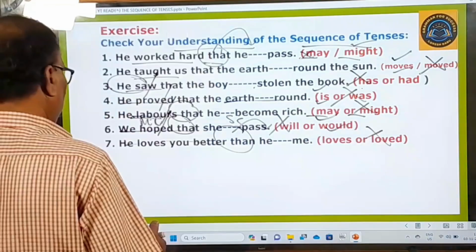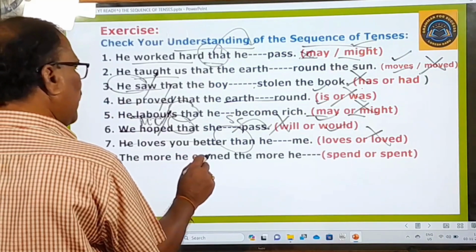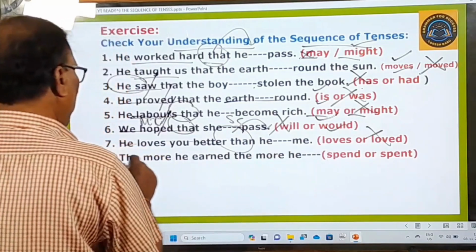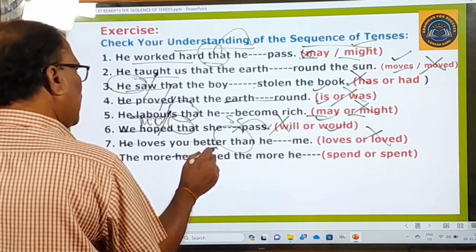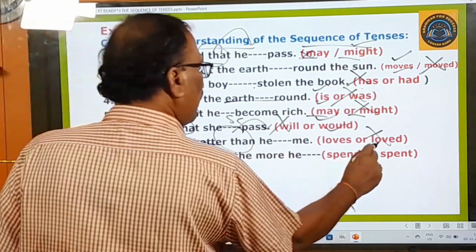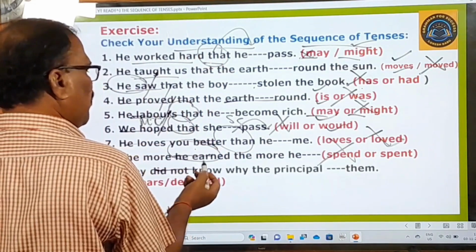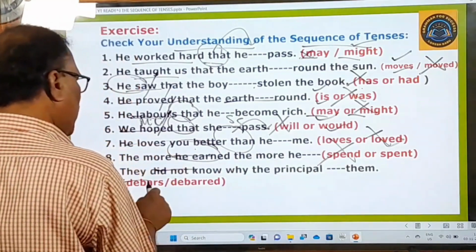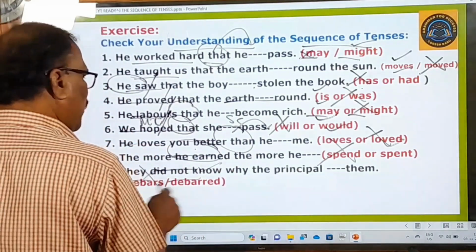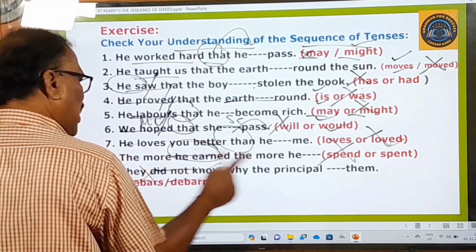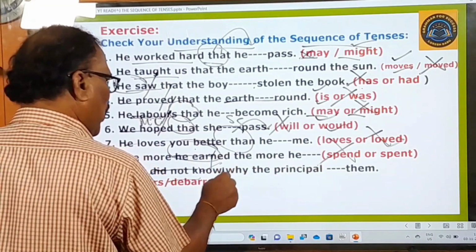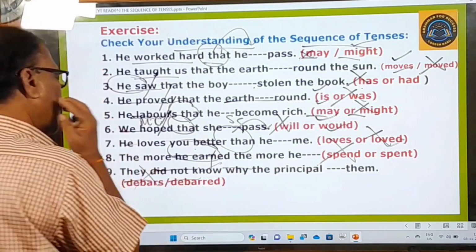The more he earned, the more he ___ spent. The more he earned. Okay, this is in the past tense. There must be the more he spent. They did not know, past tense. Did not means past. Why the principal debars them or debarred them? Debarred is the right one, because the main clause is in the past tense, and therefore after this conjunction also, we should use only debarred.